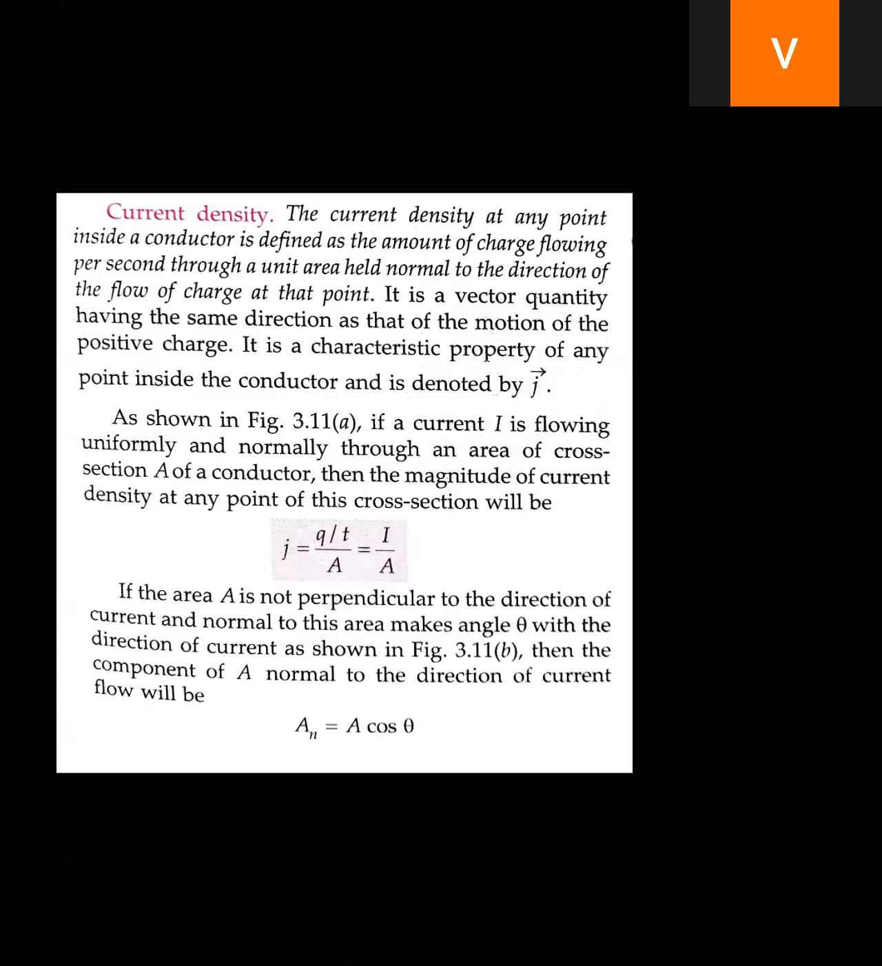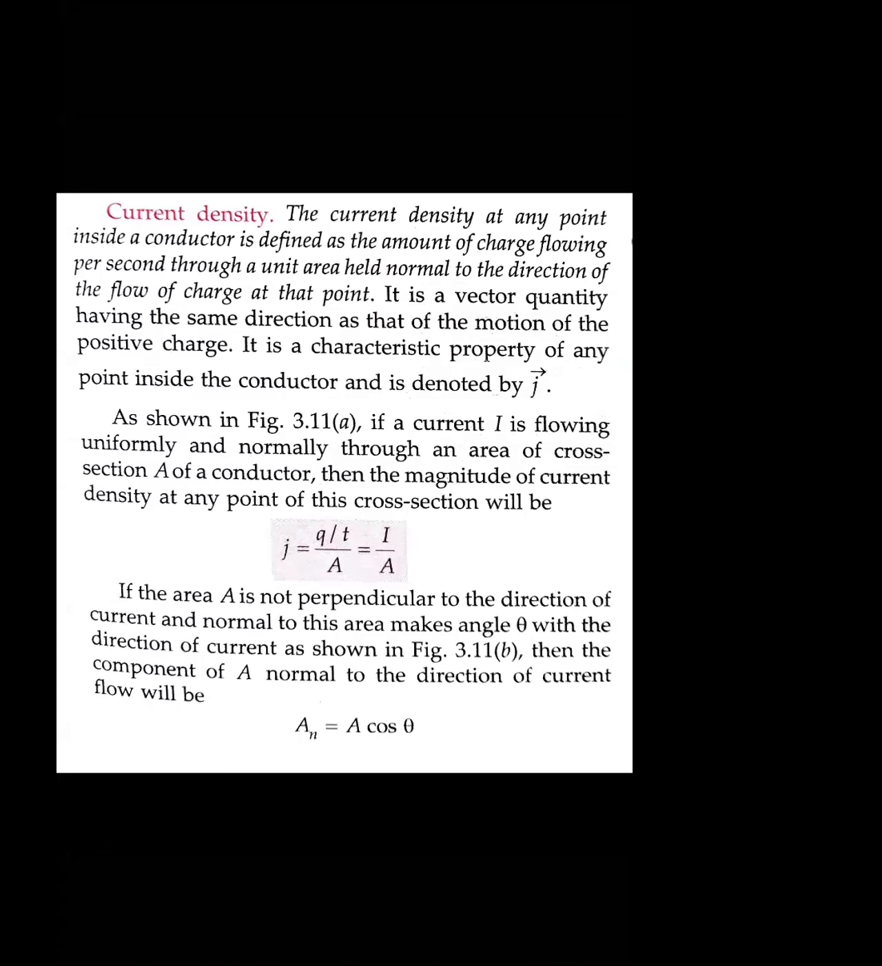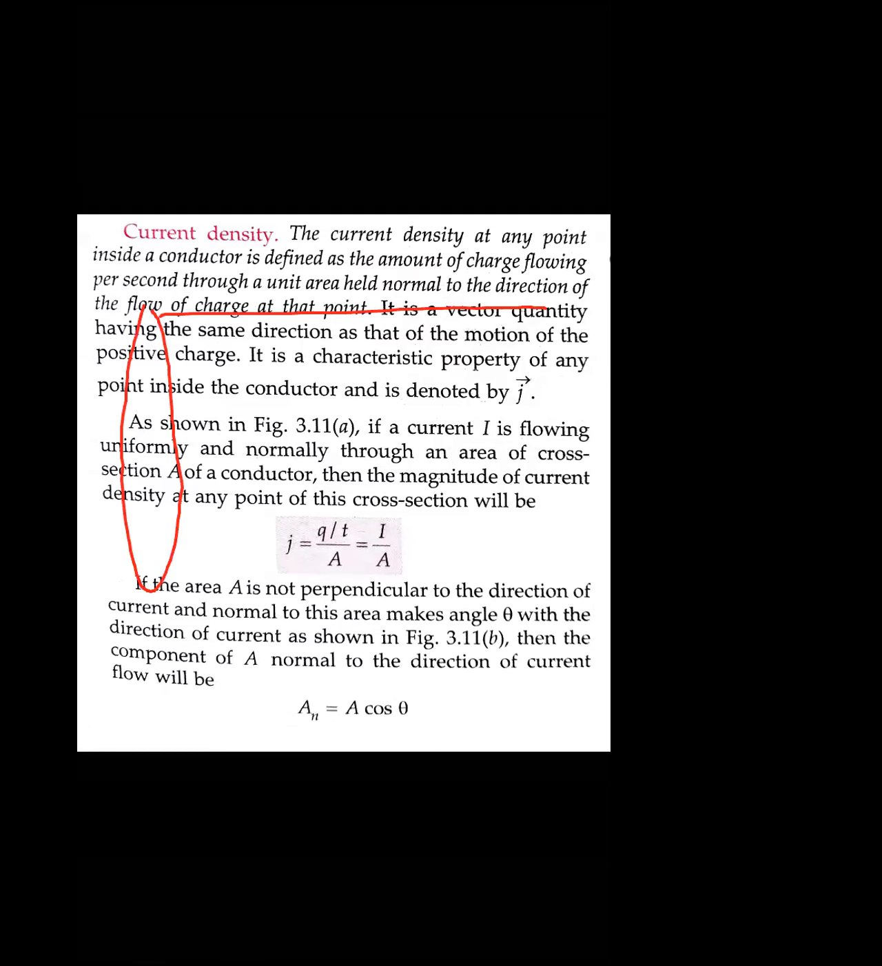Current density means the amount of charge that is flowing through a particular area per second, provided the area is normal to the direction of flow of charge. For example, here is a conductor which I am drawing, right? This is a wire which I have zoomed in.